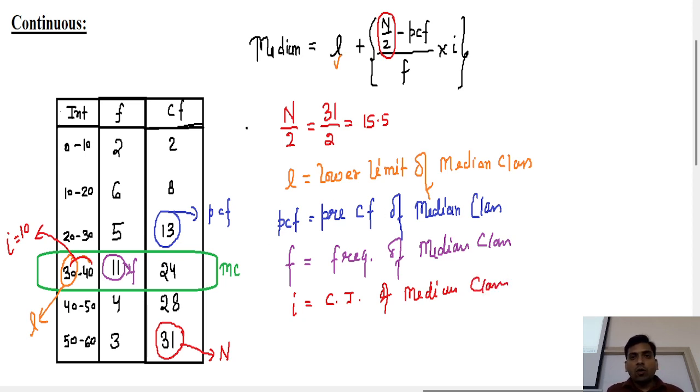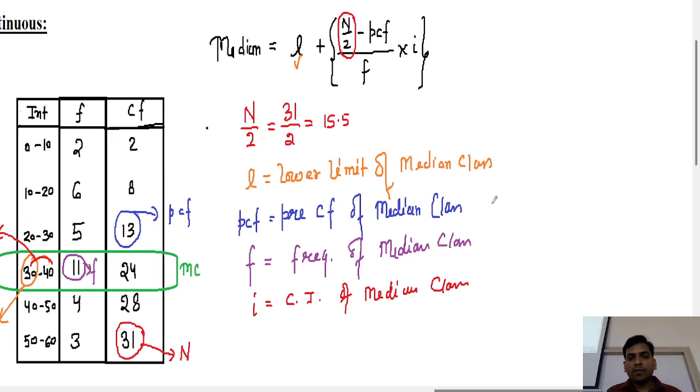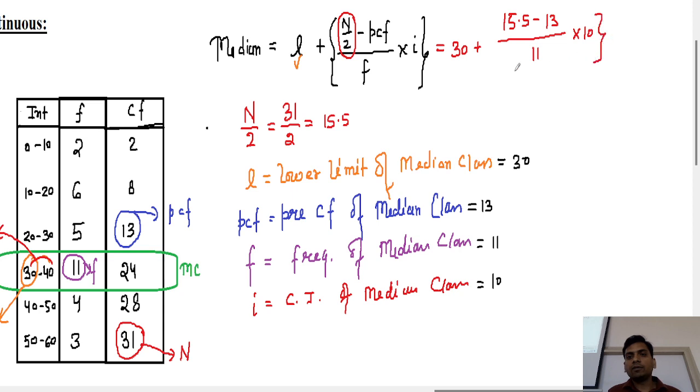Okay. So all these values are: L is 30, PCF is 13, F is 11, and I is 10. Now we will put all these values in this formula. So median equals 30 plus (N upon 2, which is 15.5, minus PCF, which is 13) divided by F, which is 11, and this multiplied by 10, the interval.